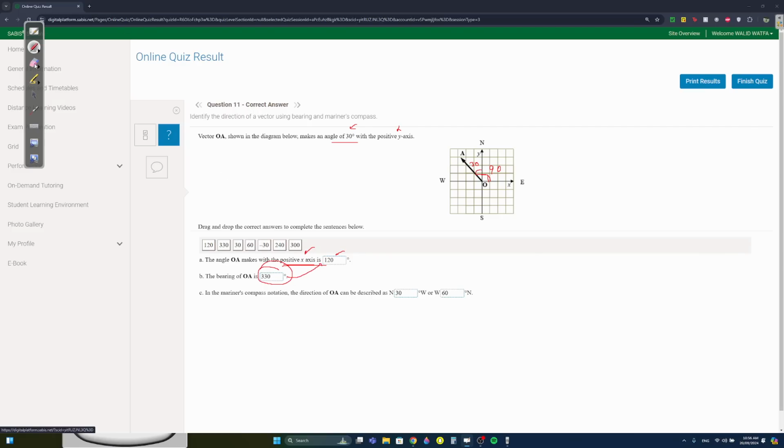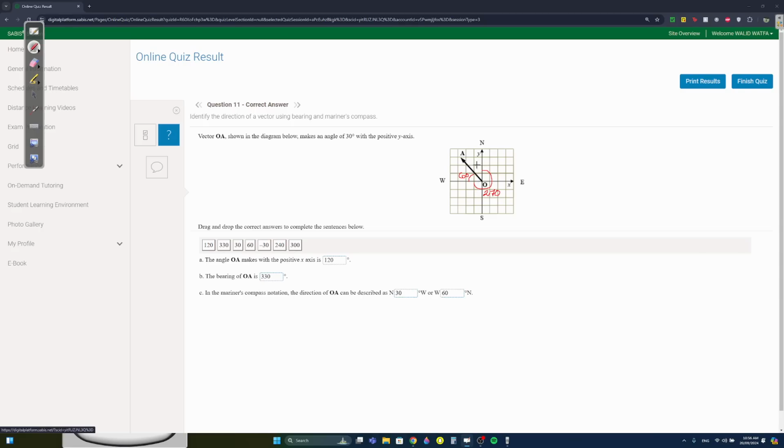In the Mariner's compass notation, how can you put 330 as bearing? Let's see. We know that the bearing starts at north and goes all the way like this. We know this is 330. Okay, let's rewrite this. I want to see this small angle over here. Okay, we know that this is 90, 180, 270. So if this is 270, how much is this? It's going to be 60, right?